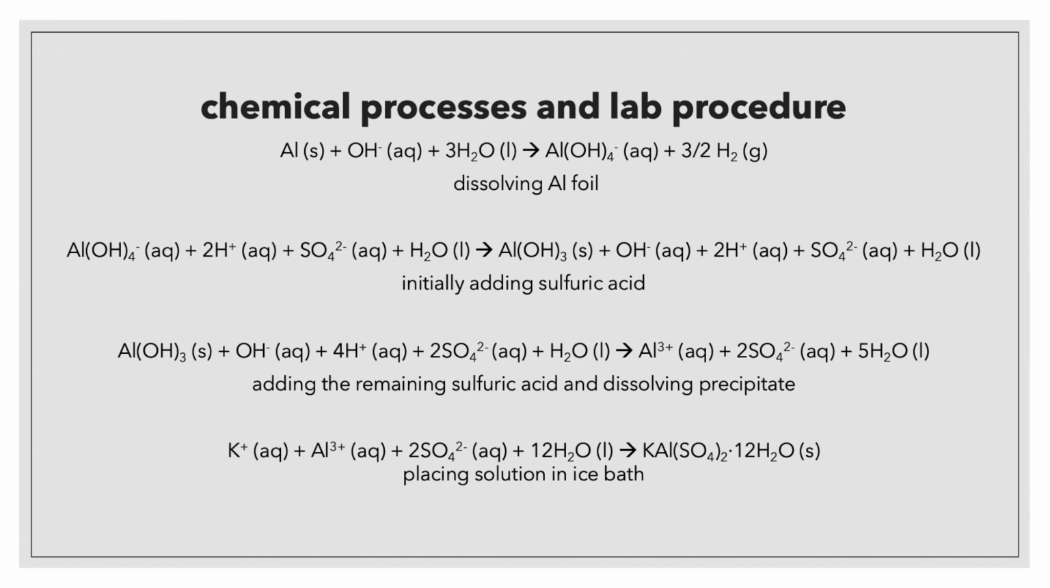Finally, the aluminum ion combines with water and the potassium and sulfate ions to produce alum. The alum product separates from any impurities when the solution is placed in an ice bath. The alum precipitates while the impurities stay dissolved. This is due to the differences in solubility between alum and the impurities. Alum is insoluble at lower temperatures compared to the other impurities in the solution.